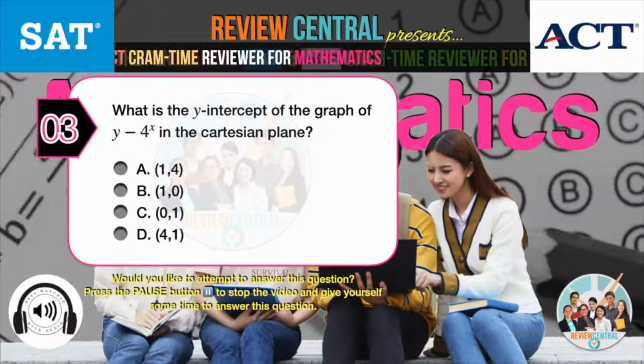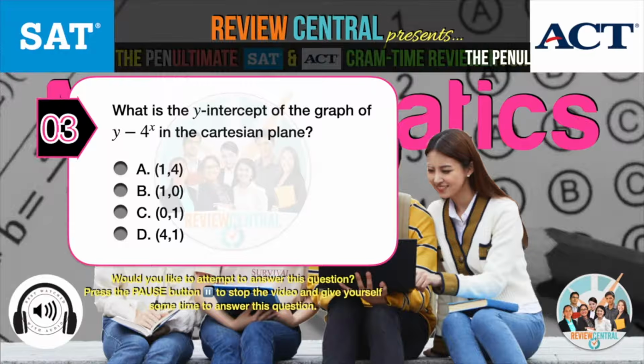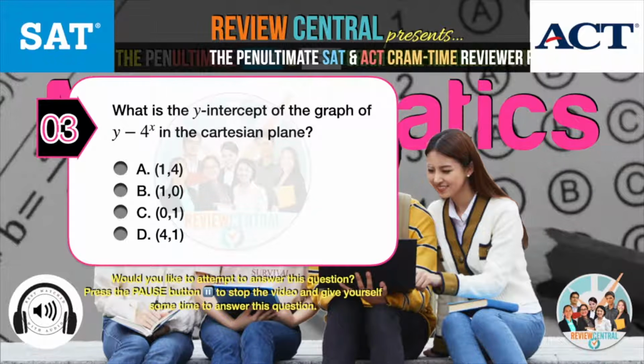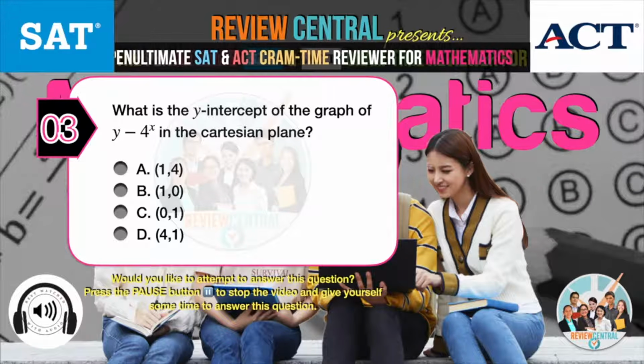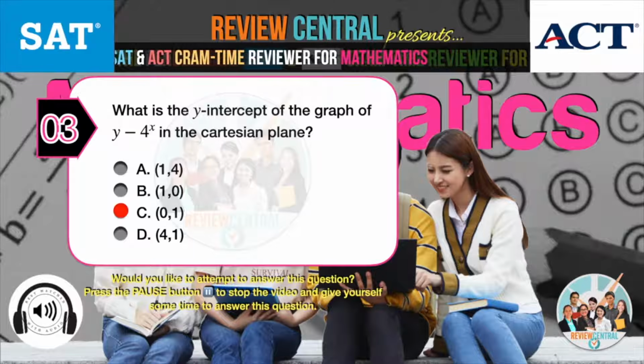Question number 3. What is the y-intercept of the graph of y equals 4 raised to x in the Cartesian plane? A. The coordinate x equals 1 and y equals 4. B. The coordinate x equals 1 and y equals 0. C. The coordinate x equals 0 and y equals 1. D. The coordinate x equals 4 and y equals 1. The correct answer is C. The y-intercept is the point at the coordinate x equals 0 and y equals 1.